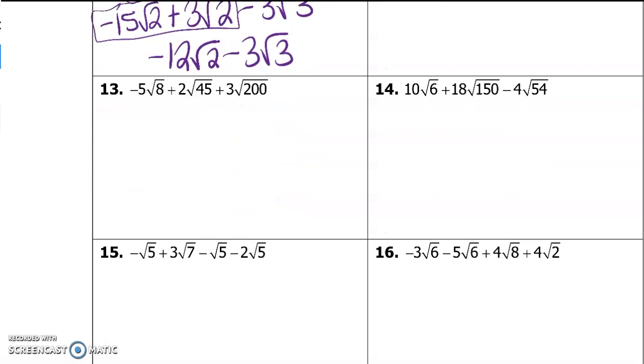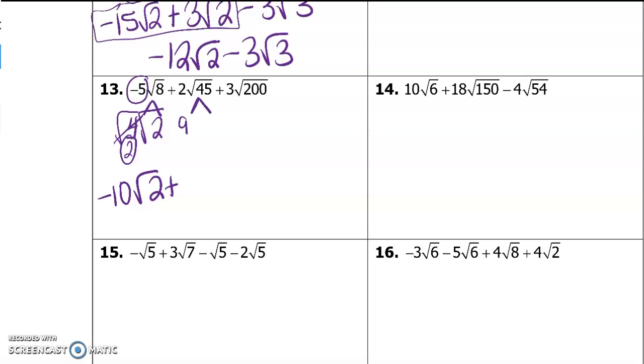Number 13. All 3 of these have to be broken down. So 8 gets broken into 4 times 2, square root of 4 is 2, negative 5 times positive 2 gives us negative 10 square root of 2. Bring down the plus sign.